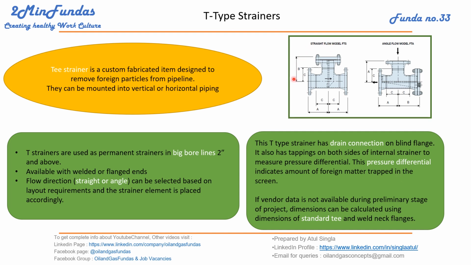And in this case, if we are not getting vendor data at the start of the project, we can always go ahead with T dimensions, which are standard ones, along with the weld neck flanges. So we can go ahead with our piping system design based on these dimensions.